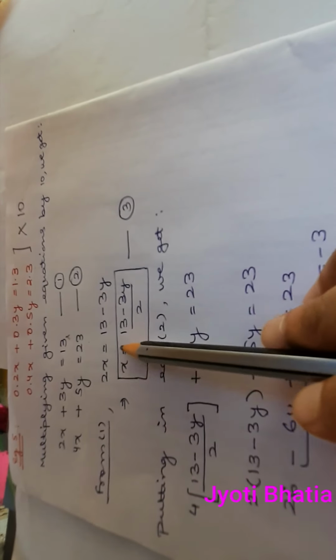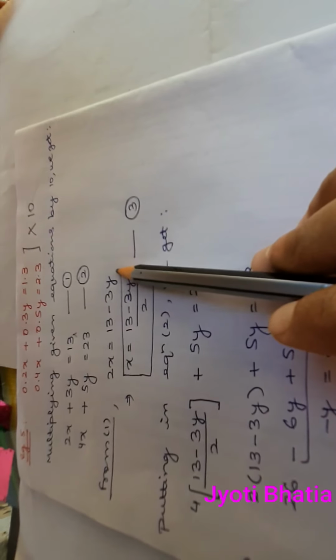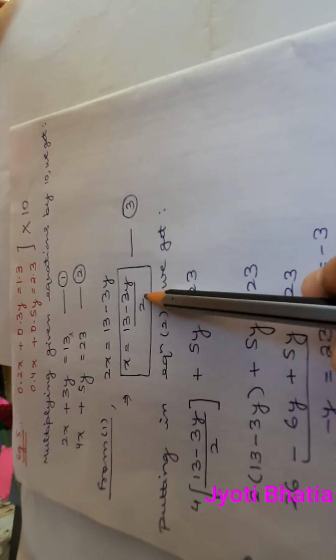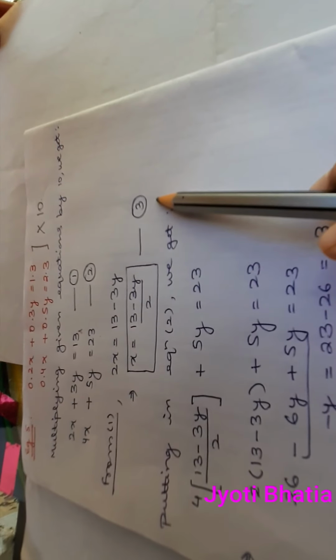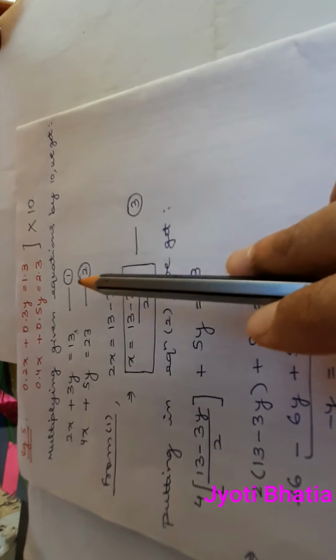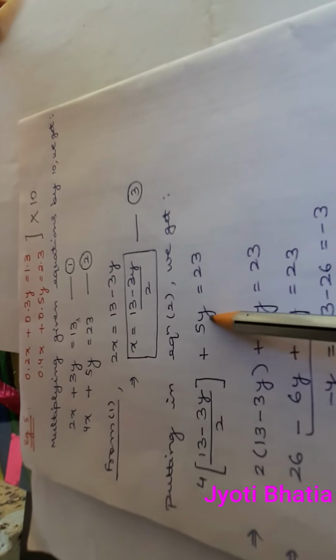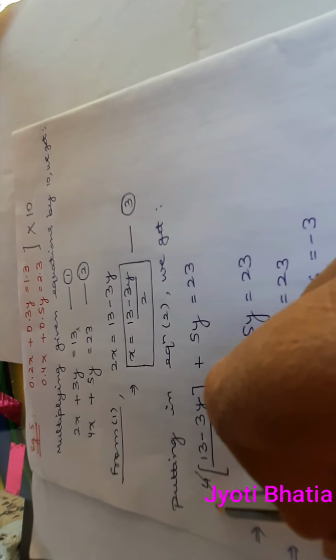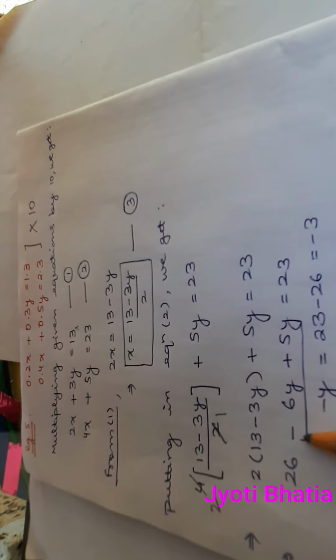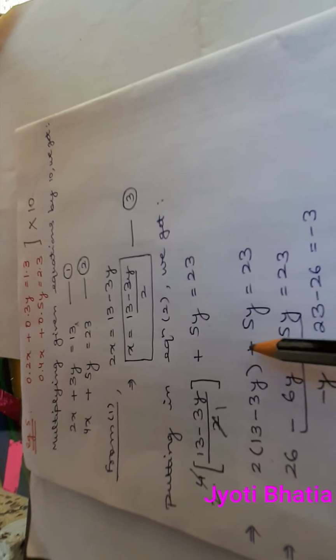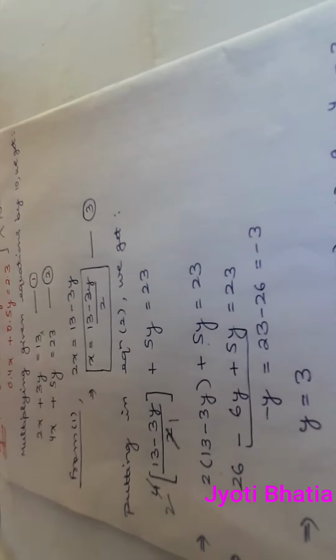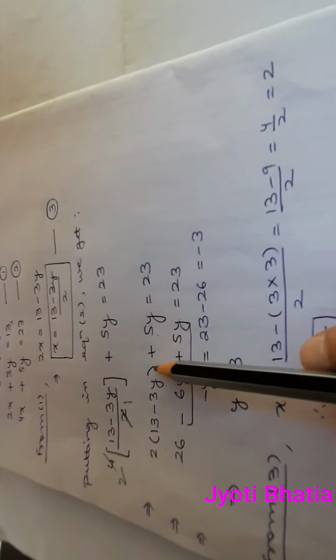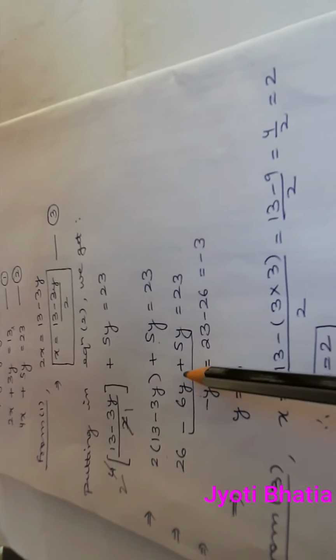So from equation 1, 2x is equal to 13 minus 3y. Keep x here, divided by 2. Now put this in equation 2. So 4 times this plus 5y. You can see 2 and 4 are getting cancelled. So we are just left with 2 here. Open the bracket. 2 into 13 gives you 26. Minus 6y, 5y and all.